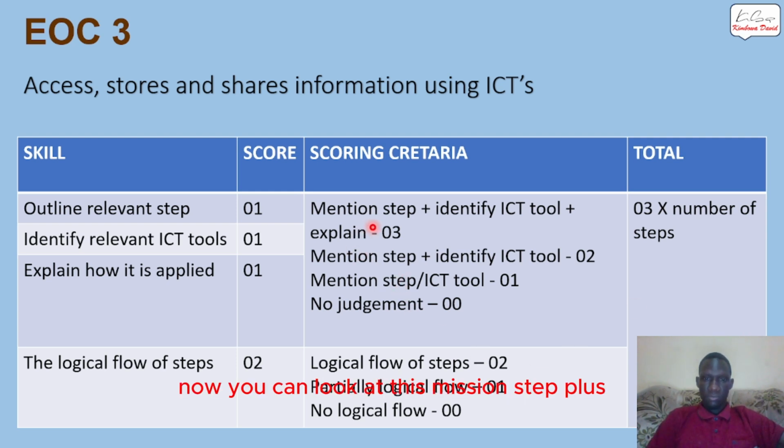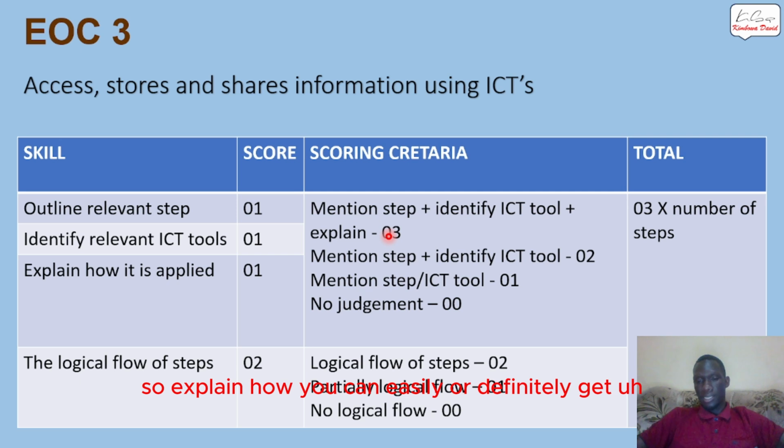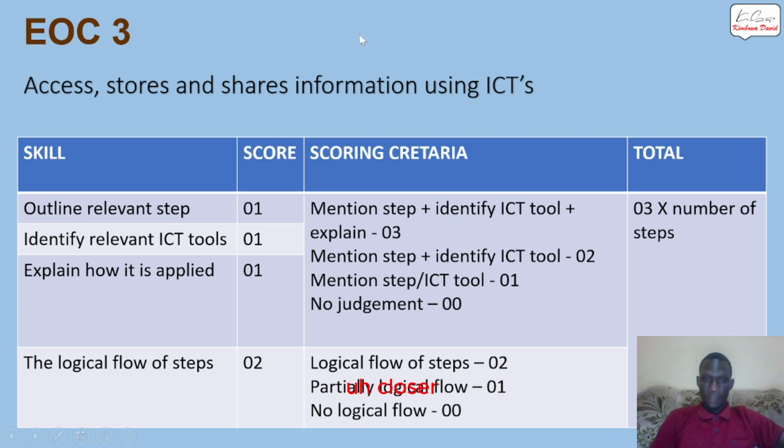Now you can look at this: mention step plus identify the tools plus explain. Now this one goes further. You have to mention a step, identify the tool that you use, and explain. For example, you can say the first step is to make sure you have an internet connection. So explain how you can easily or definitely get connected.